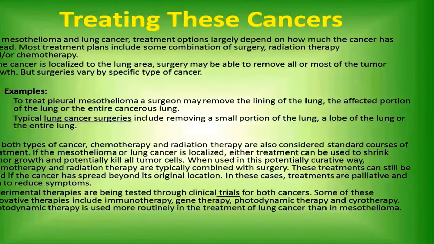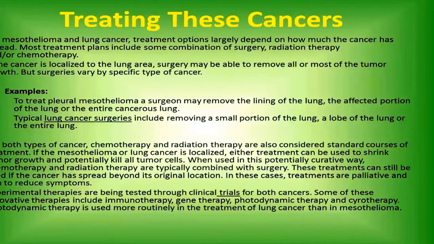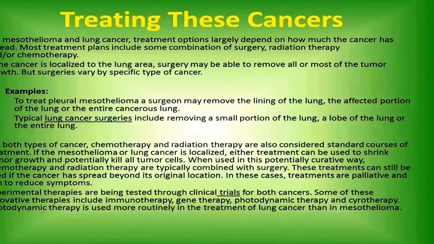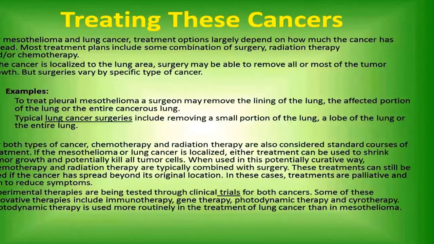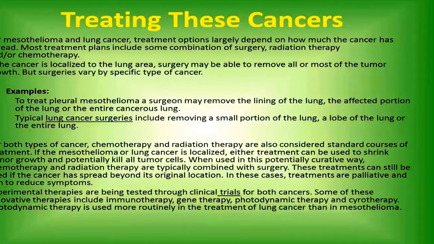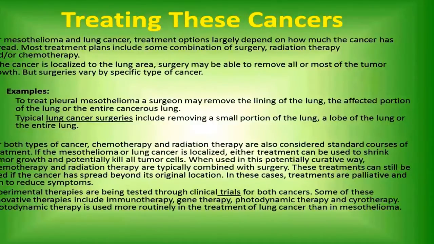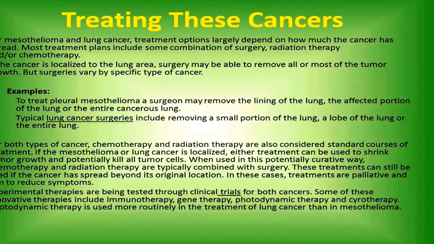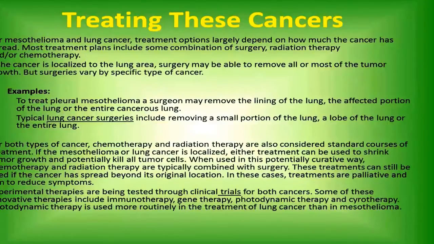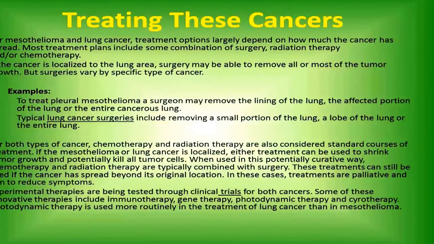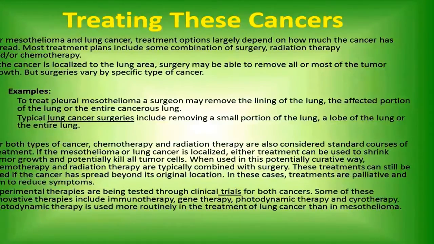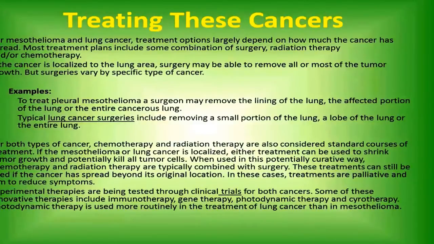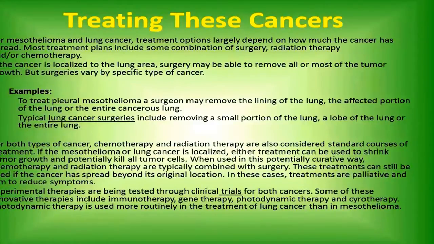If the mesothelioma or lung cancer is localized, either treatment can be used to shrink tumor growth and potentially kill all tumor cells. When used in this potentially curative way, chemotherapy and radiation therapy are typically combined with surgery. These treatments can still be used if the cancer has spread beyond its original location. In these cases, treatments are palliative and aim to reduce symptoms.